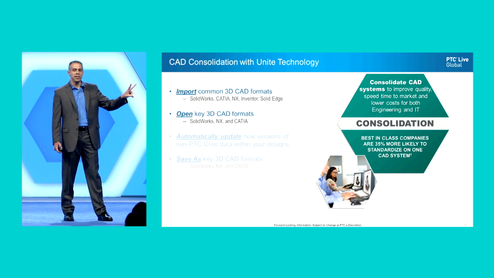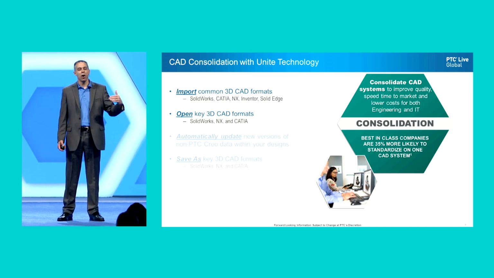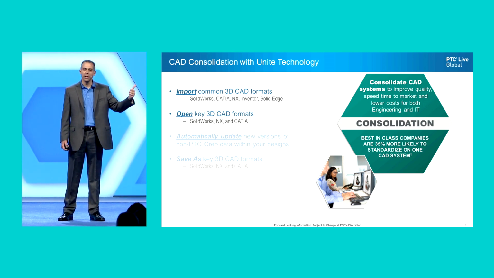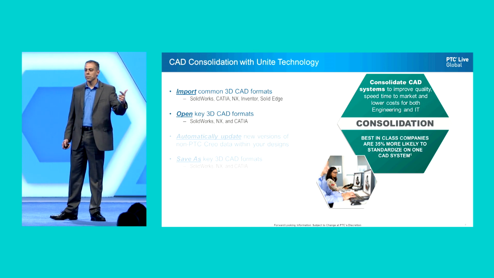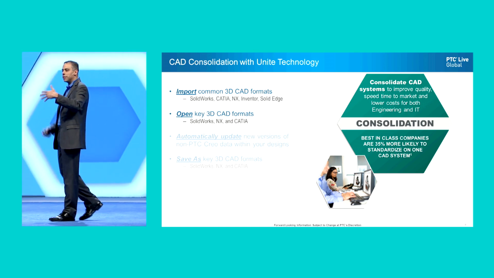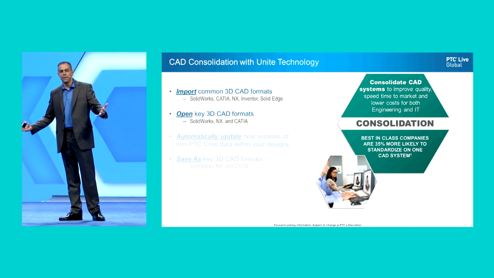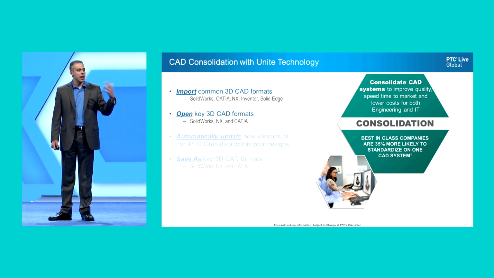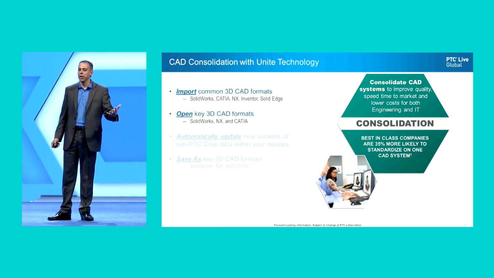The 2 key pieces of technology that are part of Unite that are going to help you with that are the ability to import and open. Okay, so let's consider you're in a situation where you've got to consolidate, and it's time to think about just how are we going to carry out a program like that.